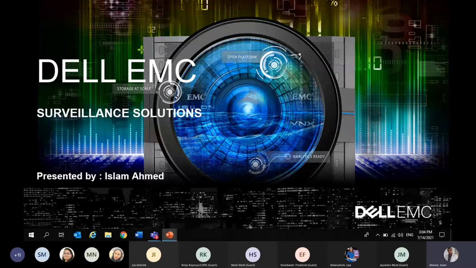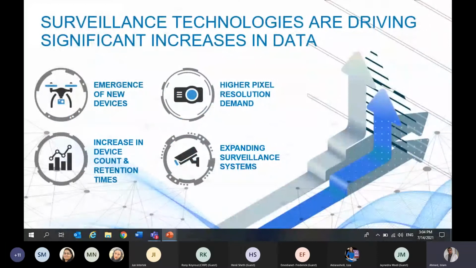But first, let's talk a little bit about the field of surveillance and the challenges that we all face in the market right now. First of all, there are changes in surveillance technologies that are leading to huge increases in data. When we talk about data here, we talk about the videos and all the data that is also linked to the videos. This growth can be largely attributed to mostly four trends in the market right now.